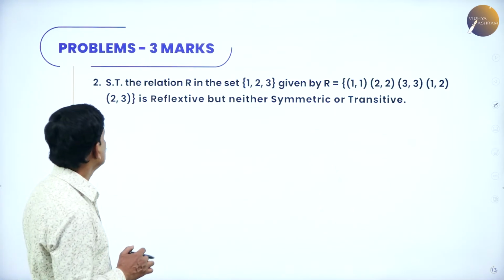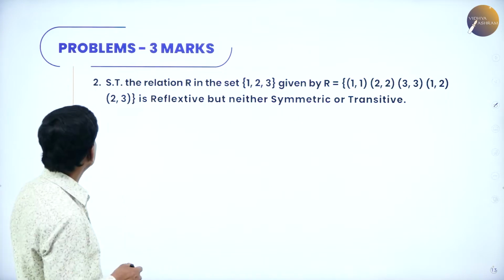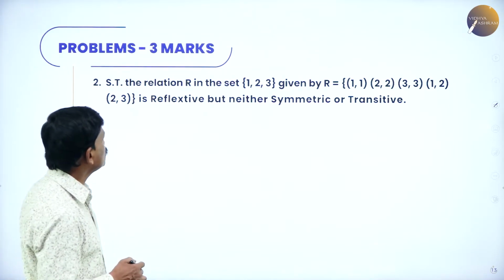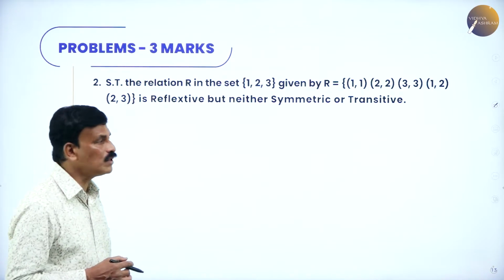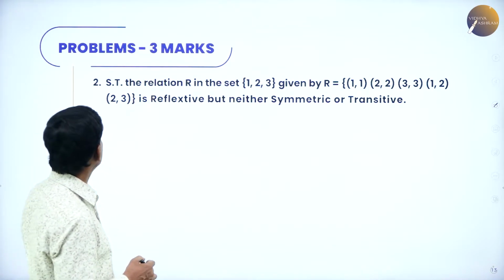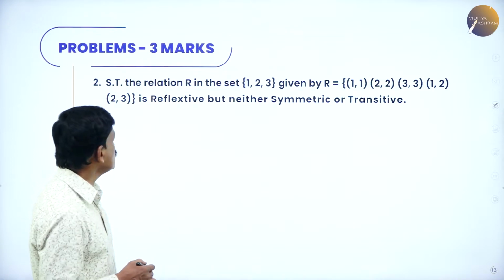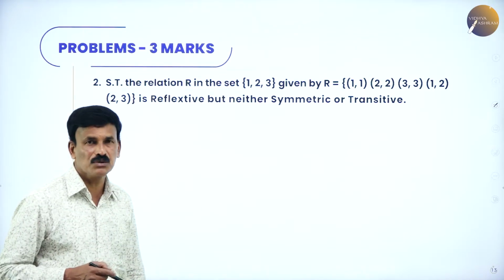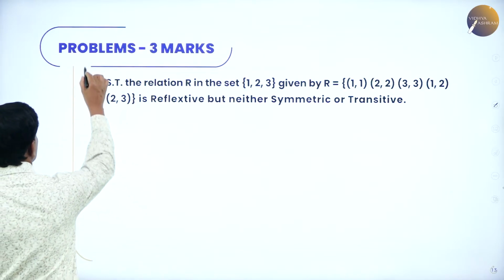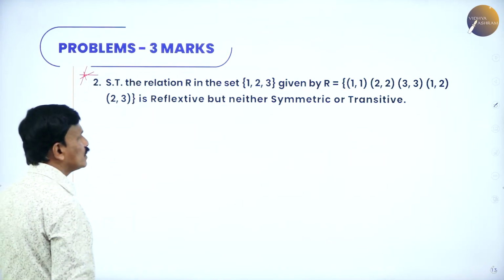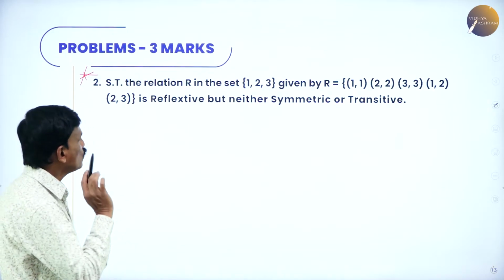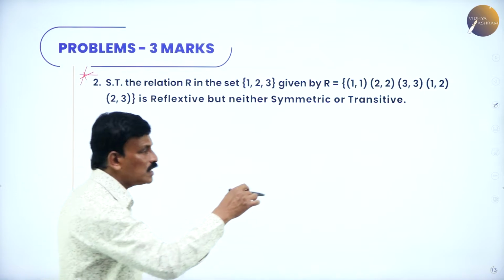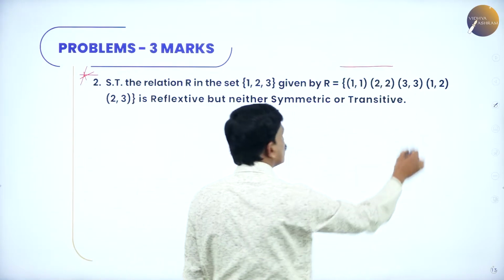Okay. Now, let us come to the next problem. What is the problem? Show that the relation R in the set {1, 2, 3} given by R = {(1,1), (2,2), (3,3), (1,2), (2,3)} is reflexive but neither symmetric nor transitive. Now, this is also an important example. So, we have to verify whether the given relation is only reflexive but neither symmetric nor transitive, and the relation is given by these elements.